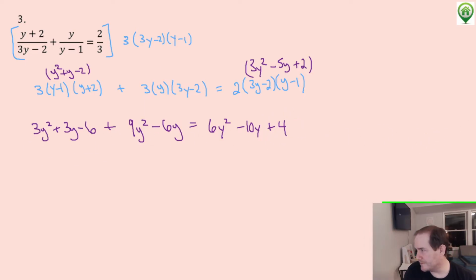I think I do want to run my highlighter again. So I've got quadratic, quadratic, quadratic, linear, linear, linear, and constant, constant.